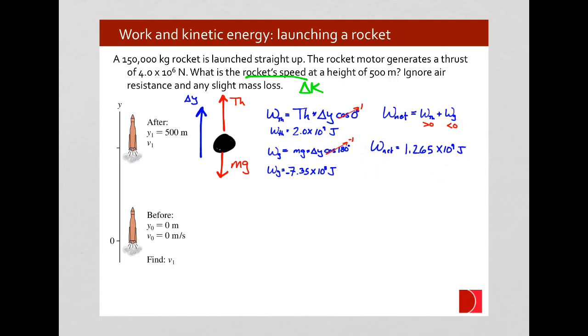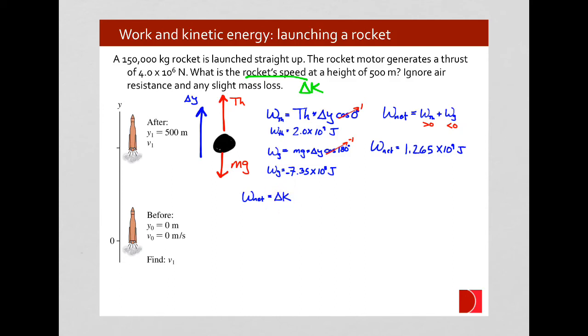This net work is energy being added to the system. That's energy being added to the rocket. The way that this energy is manifested is through a change in kinetic energy. And so we know there's a net amount of work being done, there's energy being added to the system. That's going to show up as a positive change in kinetic energy. Kinetic energy is getting larger because the object is going faster.